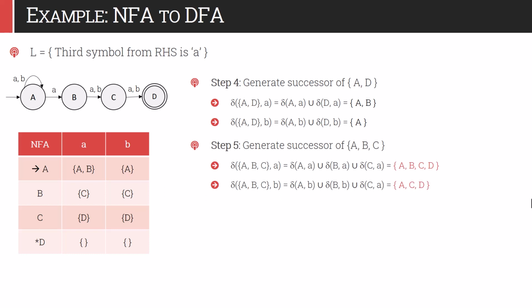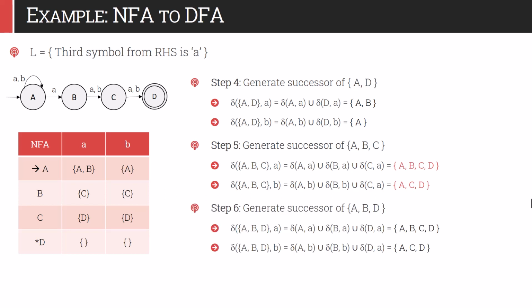Still, we have 2 unprocessed states. One of them is ABC. When we read A from ABC, that will lead to 4 states A, B, C, and D. Again, it is a new state, so it is highlighted in red color. And on reading B from ABC, we move to ACD. So ACD is also not yet processed. It's new, and hence it is highlighted in red color.